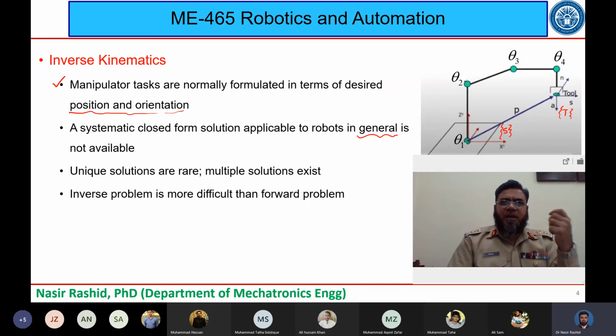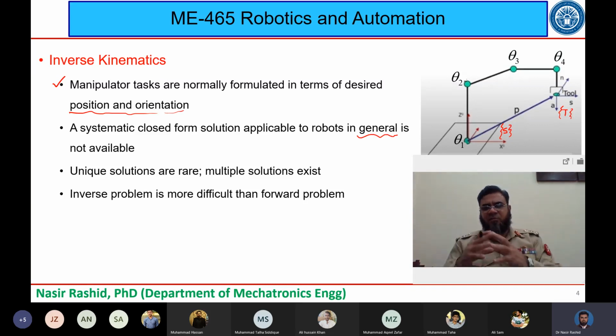Why? Because it will depend upon the number of degrees of freedom that manipulator has, then the link length, then the link twist, and how many degrees that joint can rotate. If there is some obstacle, or some constraint, and a certain joint cannot rotate, let's say, 360 degrees but only 180 degrees or maybe 340 degrees, those constraints will come in for that particular manipulator.